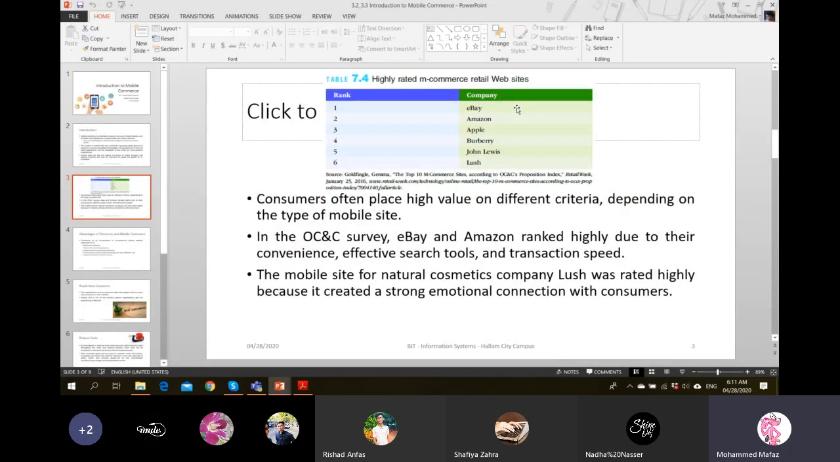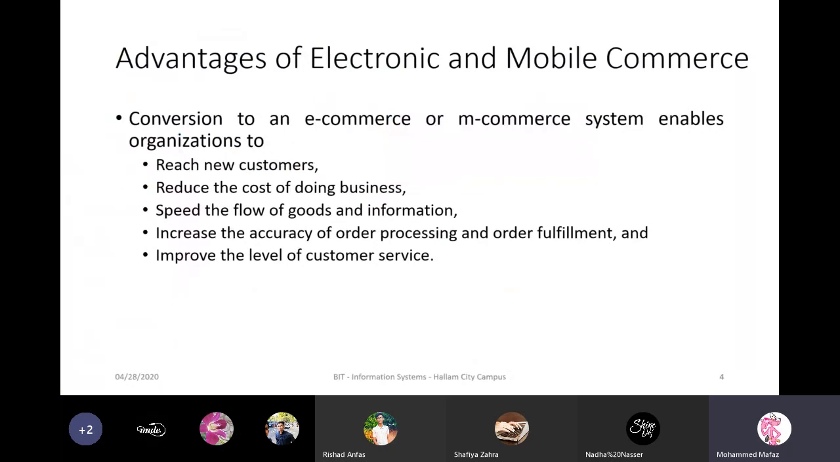Then advantages of e-commerce and mobile commerce. So conversion to an e-commerce or mobile commerce system enables organizations to reach new customers, reduce the cost of doing business, speed the flow of goods and information, increase the accuracy of order processing and order fulfillment, and improve the level of customer service. Right? இதுதான் எதிர்பார்க்கப்பட்ட advantages. இதில் ஒவ்வொன்றையும் briefly discuss பண்ணுவோம்.